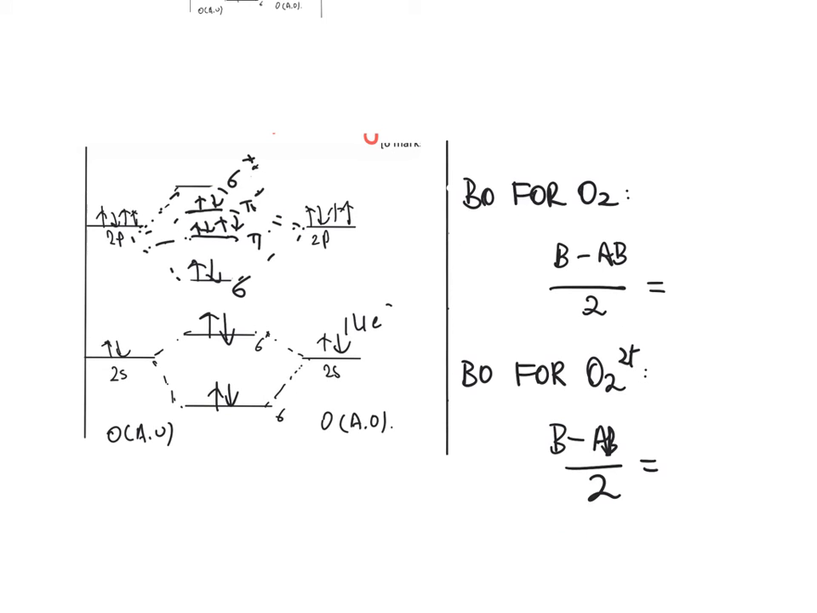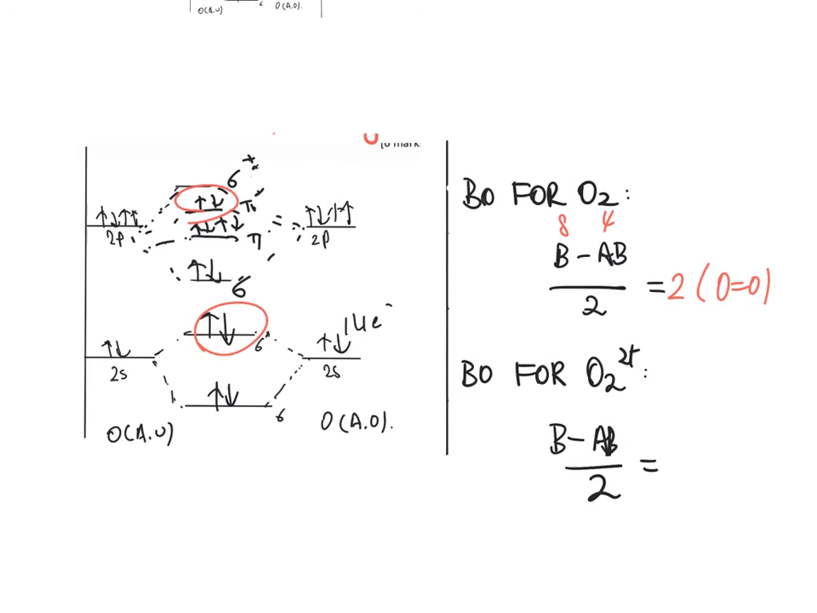So for the last part of the question, we need to calculate the bond order of O2 and the bond order of O2 2+. For O2, we've got 4 anti-bonding electrons and 8 bonding electrons here, and the final result is equal to 2. So there's a double bond present in O2 molecules.